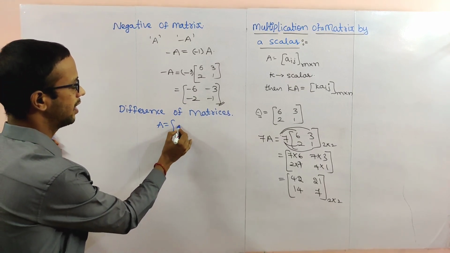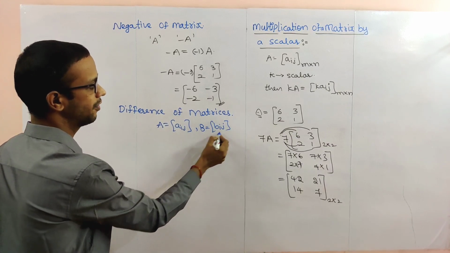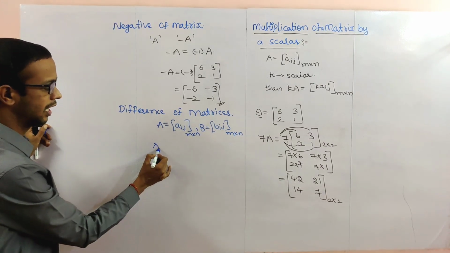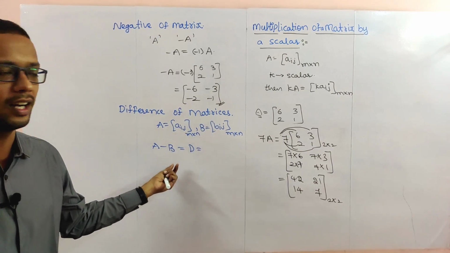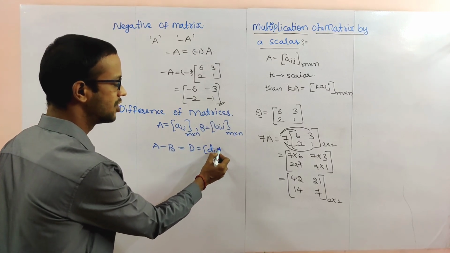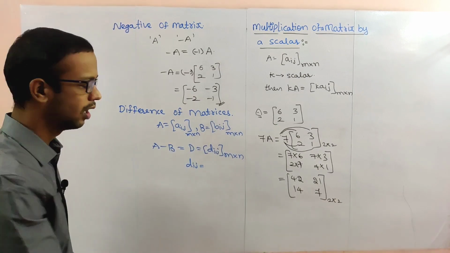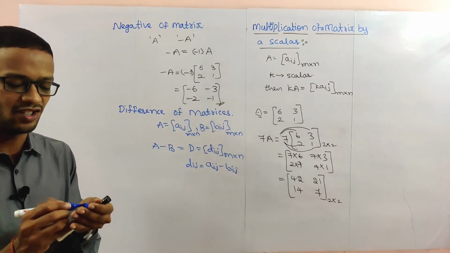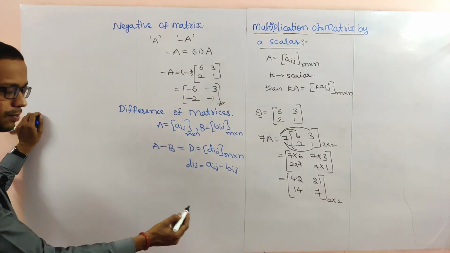A is the matrix Aij, B is the matrix Bij, of the same order m by n. Next, the difference A minus B is denoted by D. You get one new matrix, which I am calling D. So D is nothing but Dij, which is also an m by n matrix. Dij is equal to Aij minus Bij.